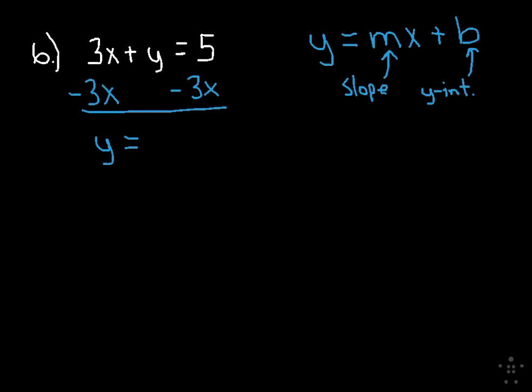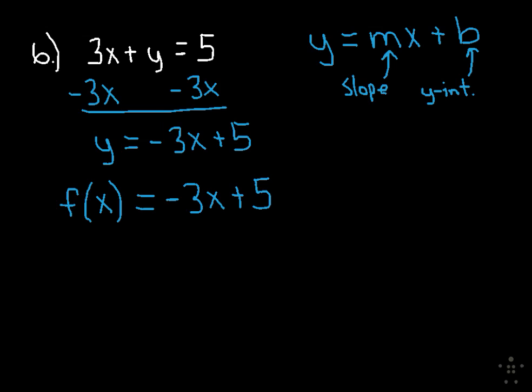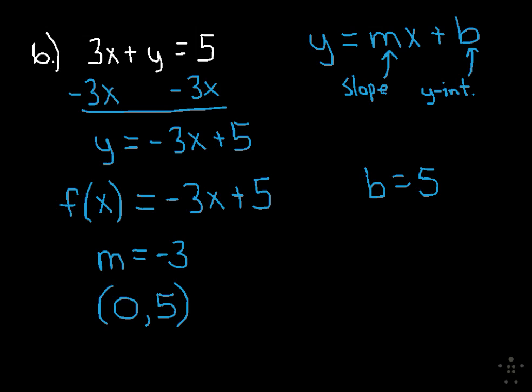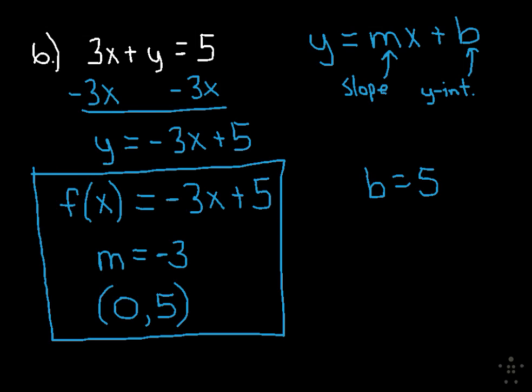So we get y is equal to negative 3x plus 5. Now it said put it in function notation, which simply means replace your y variable with f of x. So there it is in function notation. And then your slope is the number in front of x, so it's negative 3. And your y-intercept, your b value, is 5. So your y-intercept is (0, 5). It's the point where it crosses the y-axis. So there's our function notation, there is our slope, and there is our y-intercept.